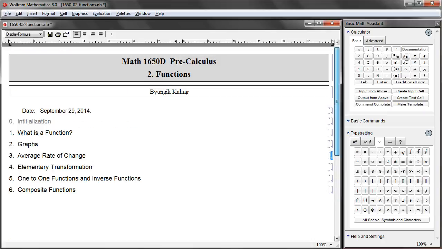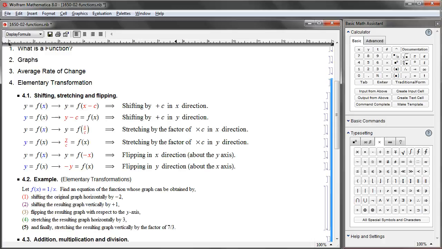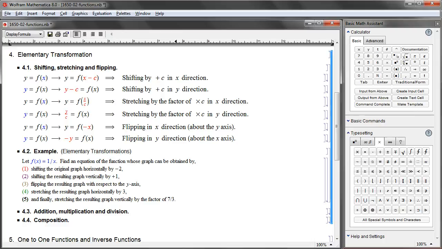Average rate of change, and then let's move on to transformations, and this one is going to be a little bit more worthy. Our textbook does, in my opinion, a terrible job explaining this shifting, stretching, and flipping. The reason is because it is not coherent. It is not following a single principle. So I rewrote everything and I re-summarized everything based upon one single principle, that is an inverse operation. So you don't really have to memorize all kinds of formulae. Just remember one principle, inverse operation.